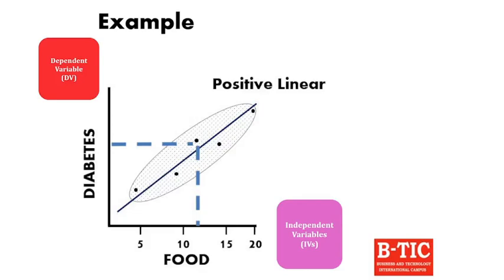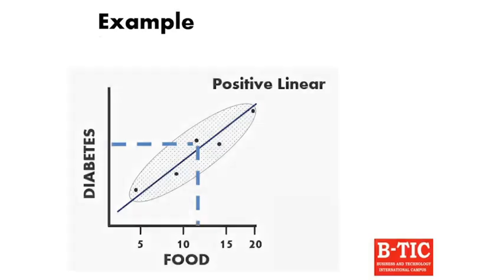So same direction. This is how we get the data for these two factors, and we can get a message out of this. Doctors may tell you the more food you consume, the more diabetic you become. So reduce your food so that you can control your diabetes. That is a solution for this problem.